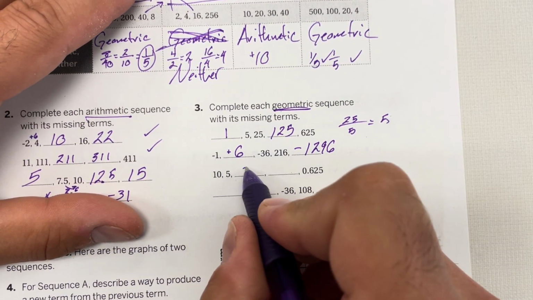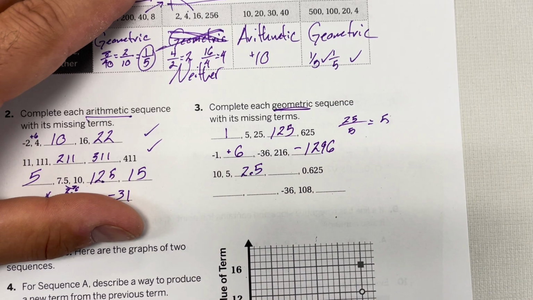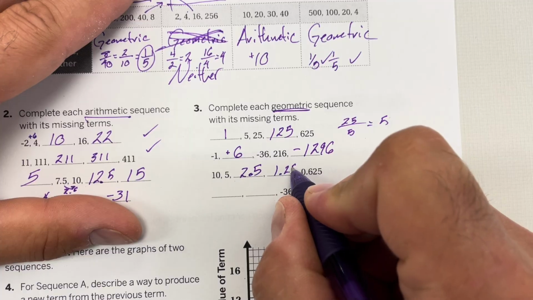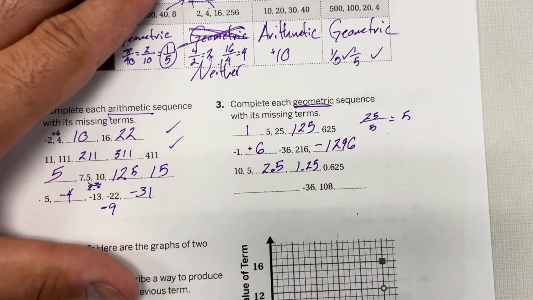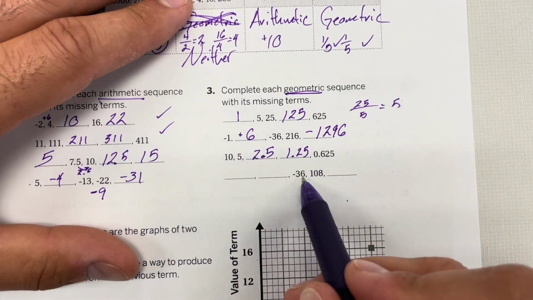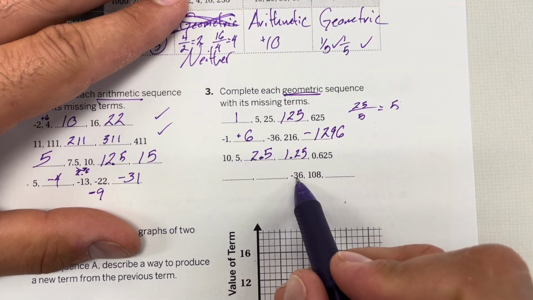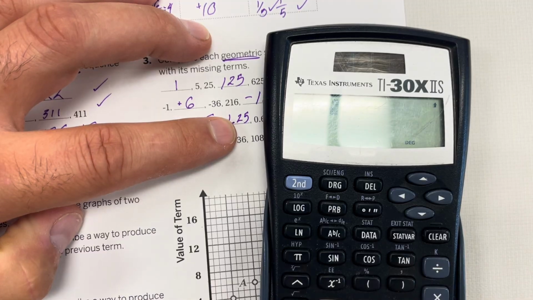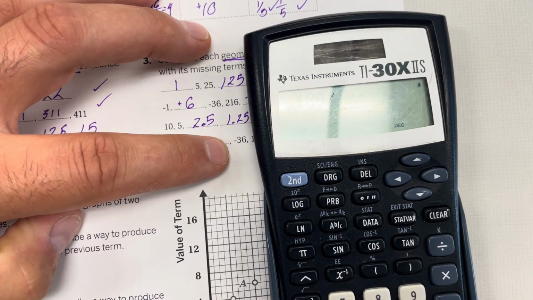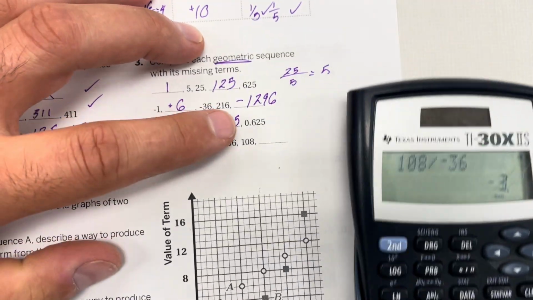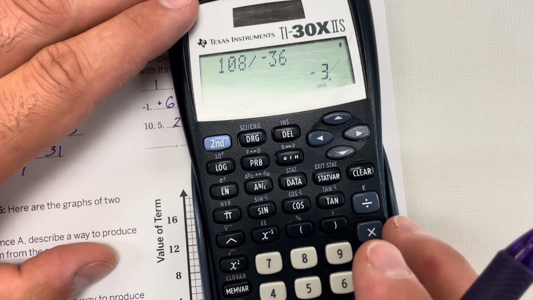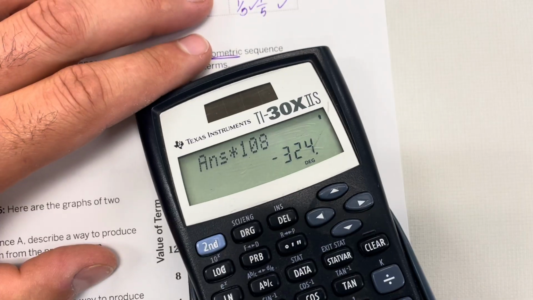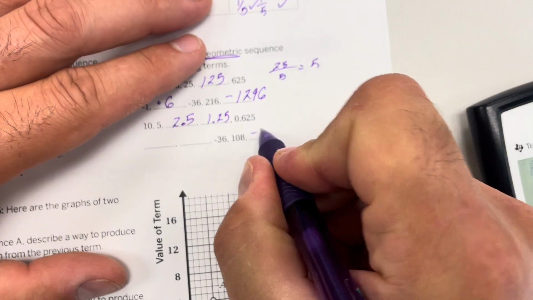Half of 5 is 2.5, or $2.50. Half of $2.50 would be $1.25. Okay, and then half of that would be, yeah, 62.5 cents, if we're thinking money. Let's see, 36. So look at what I do with this. I take that number of 108, and I divide it by negative 36, and I get a ratio of negative 3. So that means going forward, I'm doing negative 3 times 108 to get negative 324.